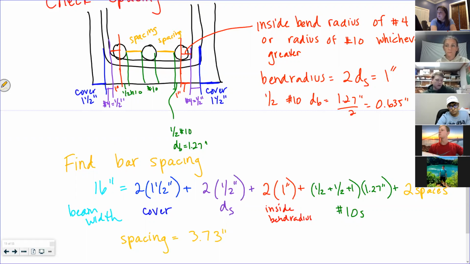Yeah. Versus if it was the 0.635, these would be up on the sides a little bit, so they wouldn't be all on the line.